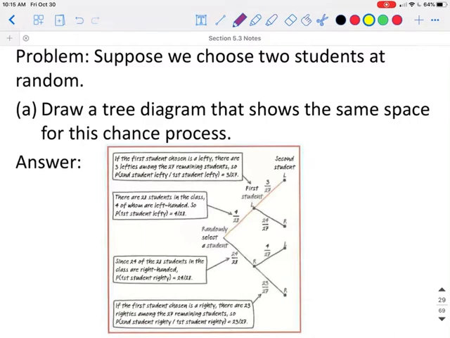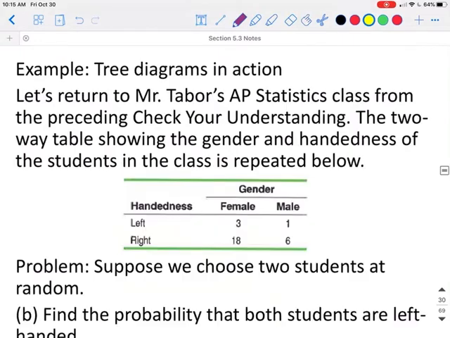If the first student is right-handed, the chance the next person is left-handed is 4 out of 27, since there are still all 4 left-handed people left but only 27 students. But if the first one is right-handed, the chance that the second one is right-handed is 23 out of 27, because there's 1 less right-handed person to select from and 1 less student.